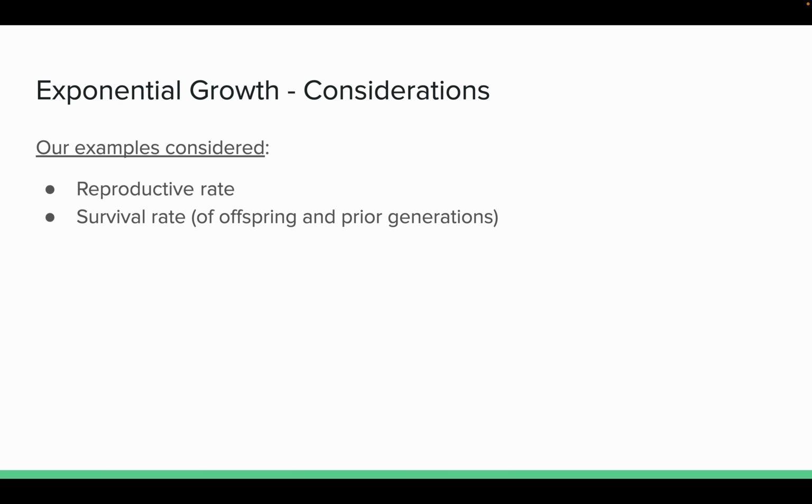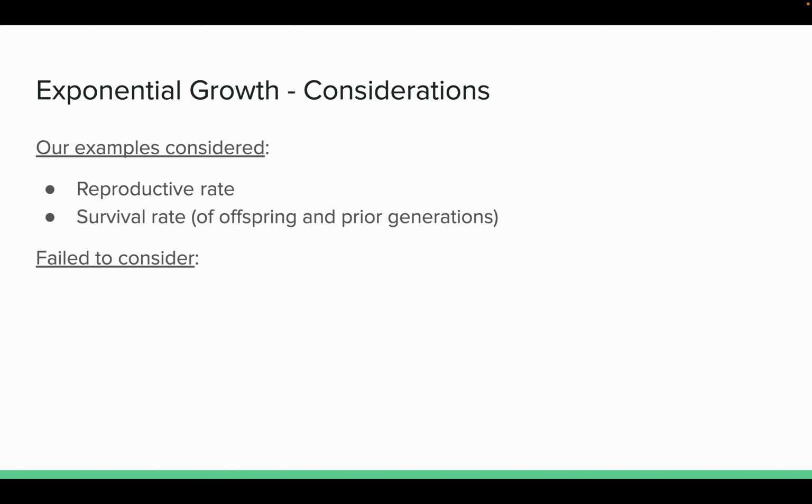All right, so let's talk about some of the considerations that we need to think about when we are plotting population growth. Our example considered reproductive rate. We looked at each individual on average producing 2 offspring. On top of that, we considered survival rate, which was 75% survival for first year offspring, and then also the survival rates of those prior generations, which was 90%, then 75%, then 30%, then 10%, and then 0%. So those are the things that we have considered for the growth curves we've looked at.